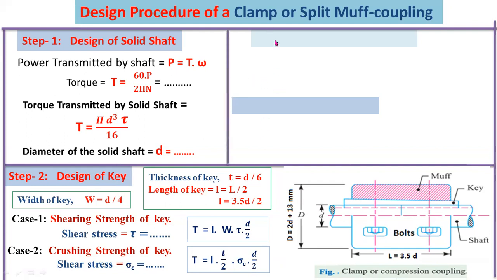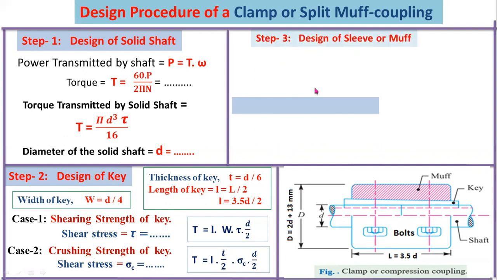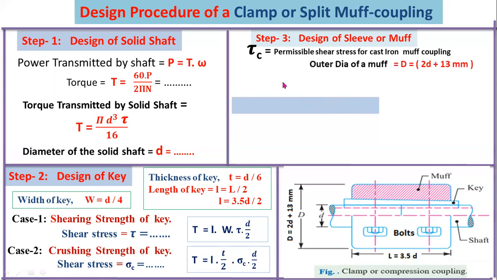In the third step, you have to design a suitable size of sleeve or muff coupling. Here, the material used for the coupling is cast iron, so tau c is the permissible shear stress induced in the cast iron material. Capital D is the outer diameter of the muff or sleeve, capital D equals 2d plus 13 mm, and small d is the inner diameter of the sleeve or muff coupling.